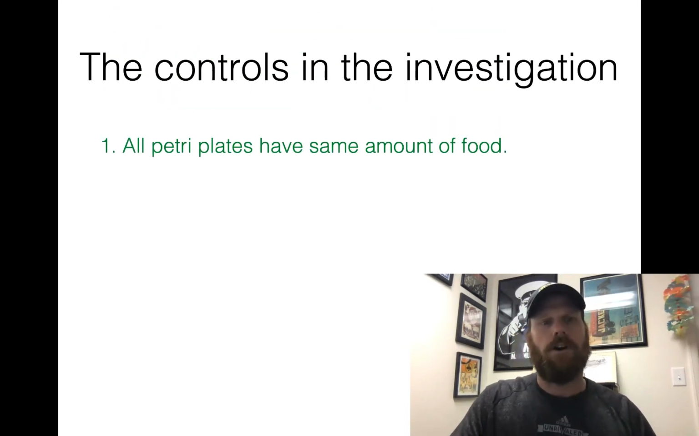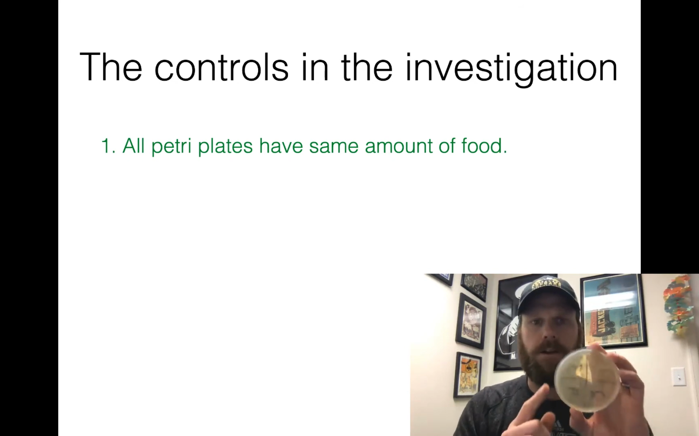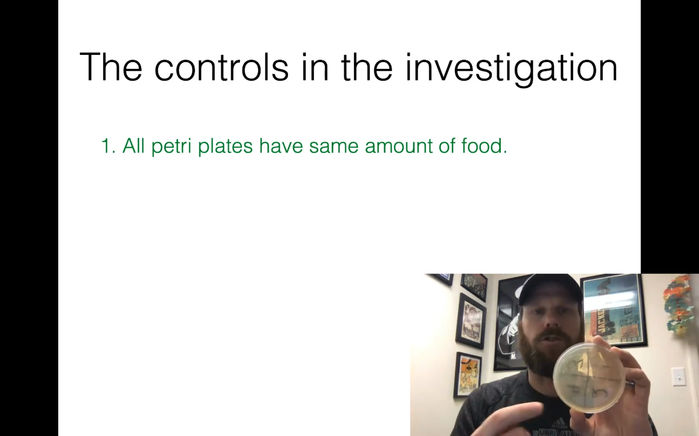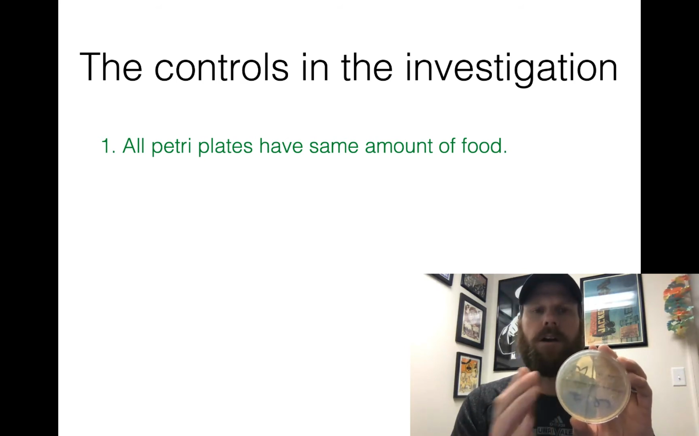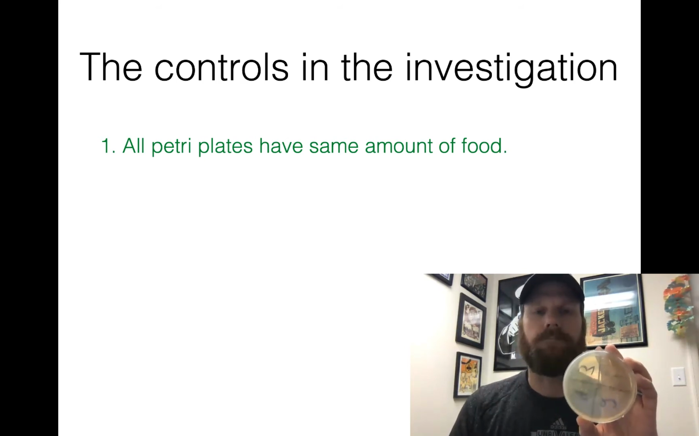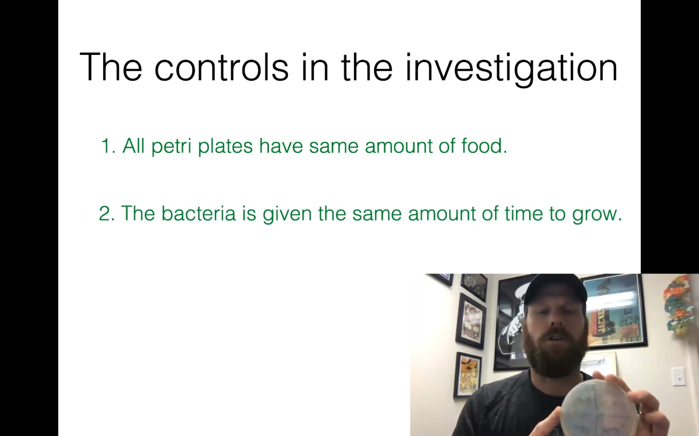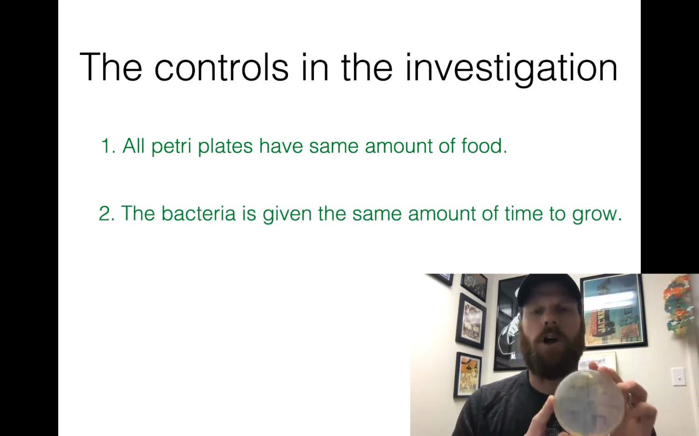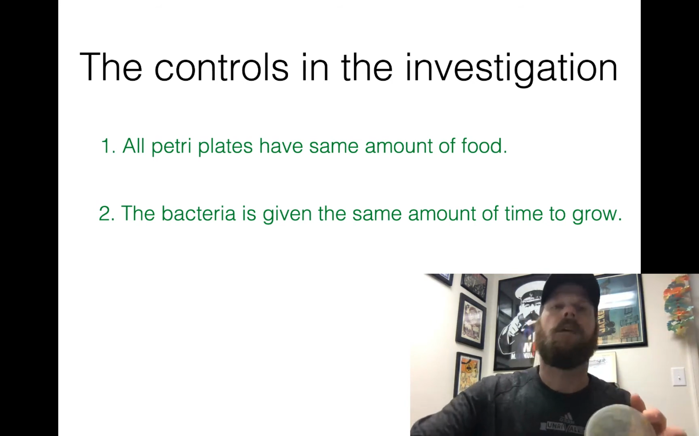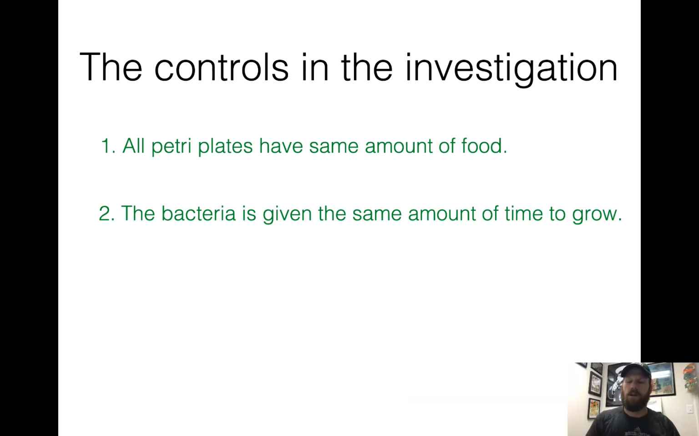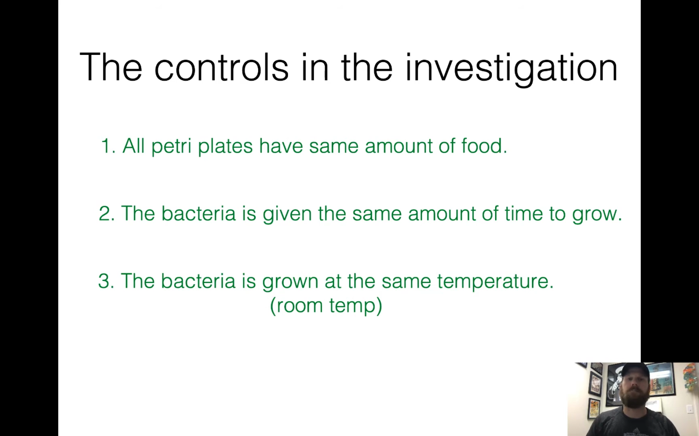Some things we're going to control during this investigation. First off, all the Petri plates I have prepared have the same amount of food. So there's nutrient agar on this plate, and every plate that I've prepared has the same amount of that agar. Another thing we will control is the bacteria will all be given the same amount of time to grow. Once we collect the bacteria, we'll give it the weekend to grow. All the bacteria will be grown at the same temperature. It'll be left at room temperature.